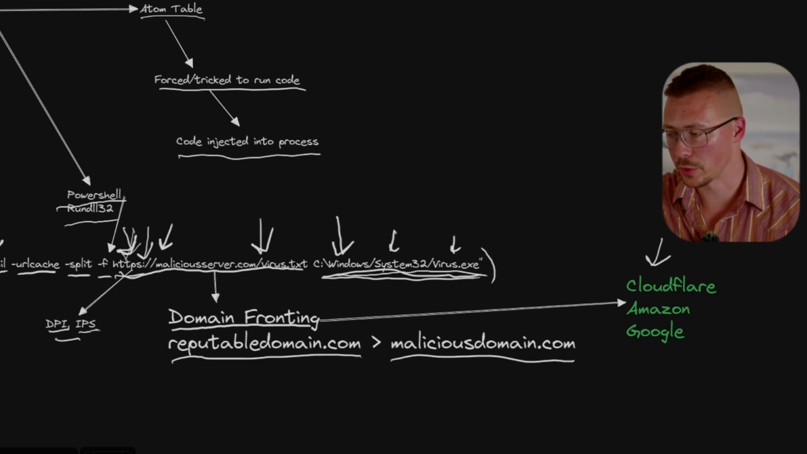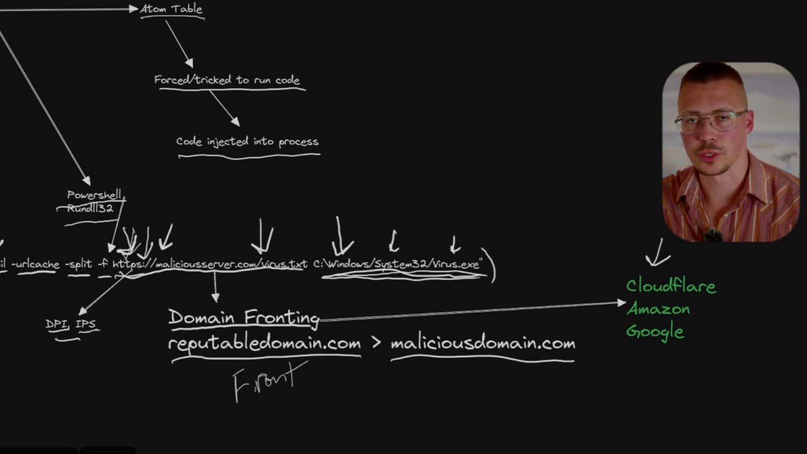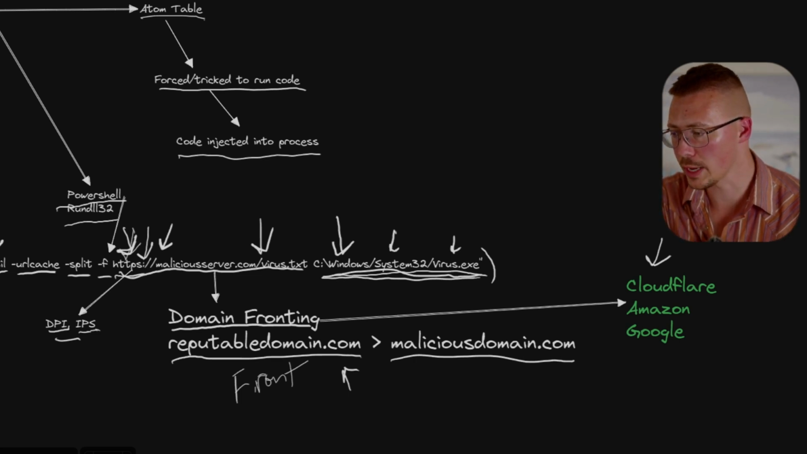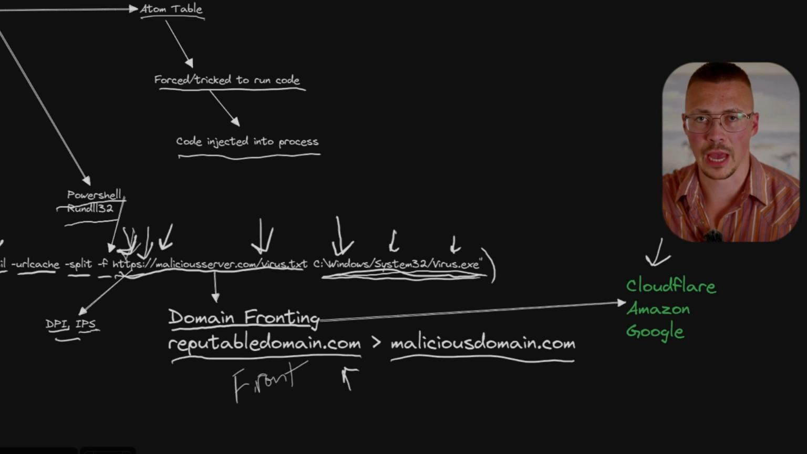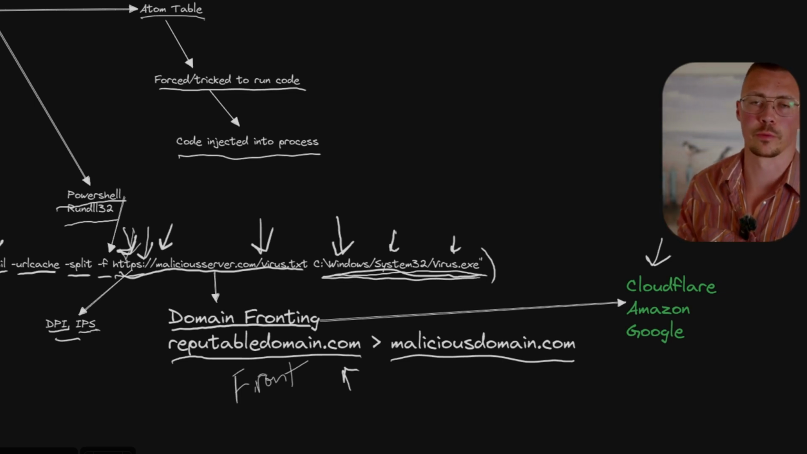And so that reputable domain is called your front domain. And then it's resolved using DNS, so it establishes an encrypted connection to the server. And then you have an HTTP host header, which is calling home to a different domain, which is called your backend domain. Now, because the connection is encrypted, it means that a firewall or router can't actually see where that HTTP host header is phoning home to.